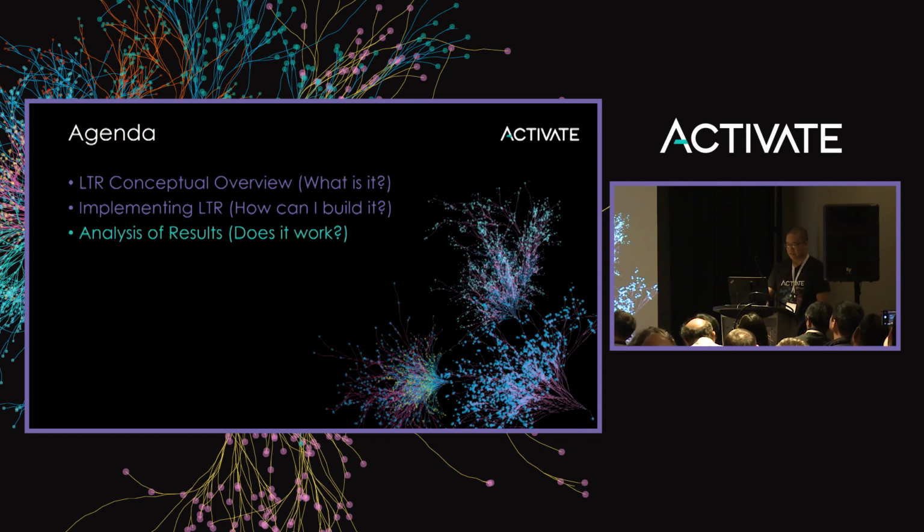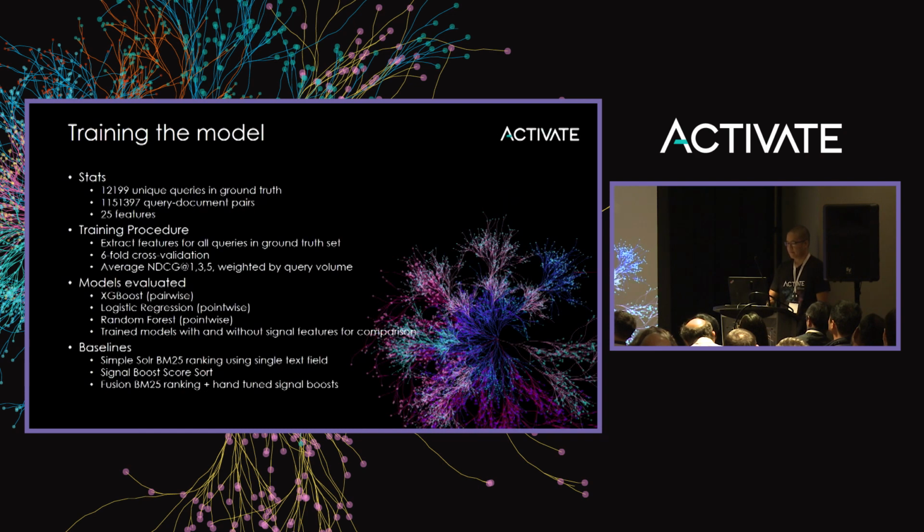So analysis of results, does it work? Here's the fun part. Train the model, some stats. There were about 12,000 unique queries in my ground truth sets, producing about 1 million query document pairs, and I extracted 25 different features. For the training procedure, I extracted features for all the queries in the ground truth set, used standard cross-validation, and the metric I used is average NDCG at positions 1, 3, and 5, weighted by query volume.